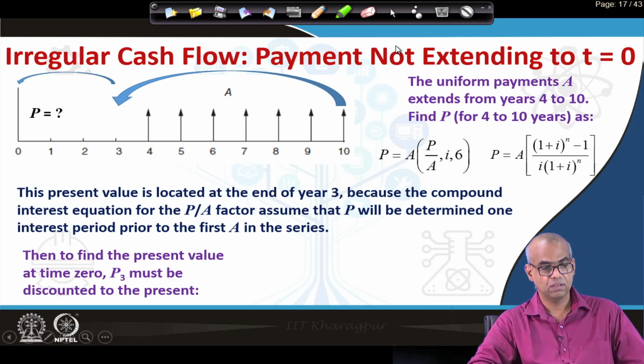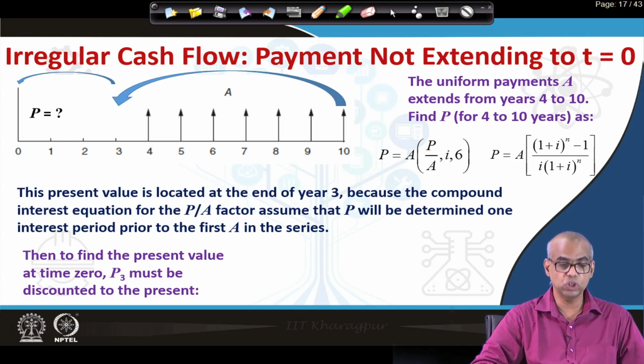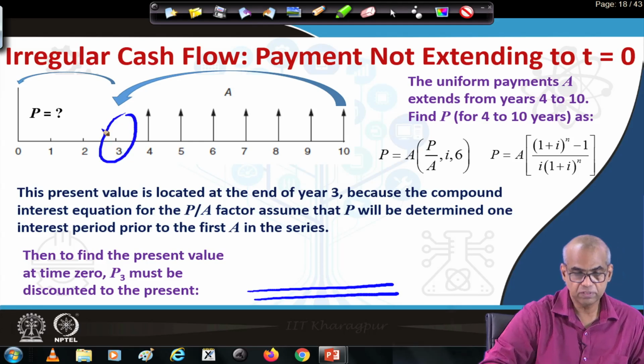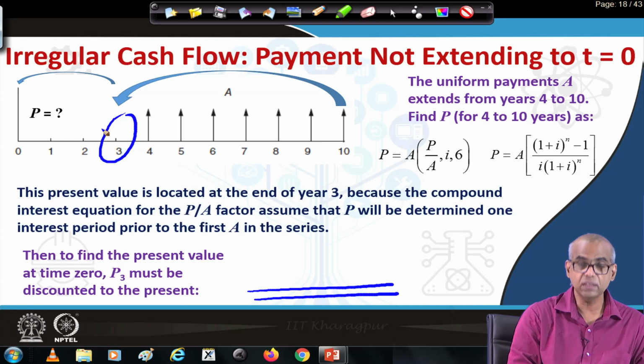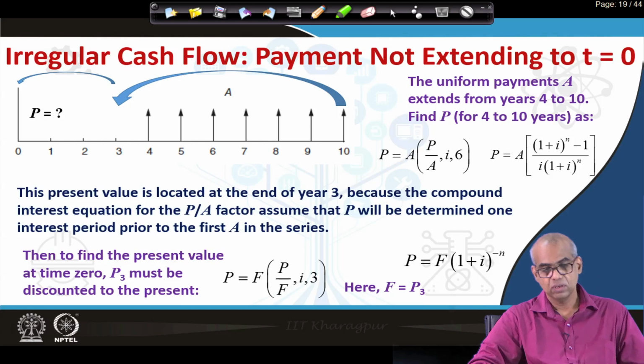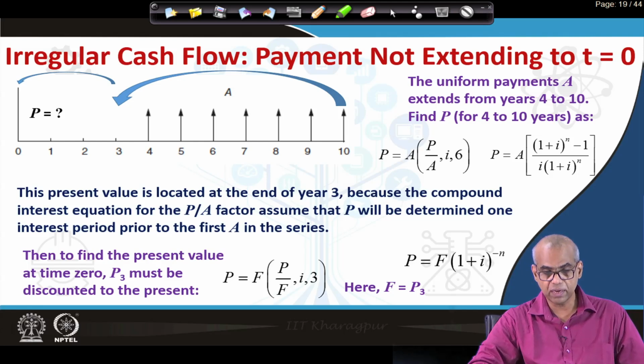Next, you find the present value at time 0. Whatever you obtain here, if you call that P3, that should now be discounted to time t equal to 0. This can again be obtained by the P by F factor, where F equal to P3, and then you can obtain P equal to F into (1 plus i) to the power minus n, here n equal to 3.